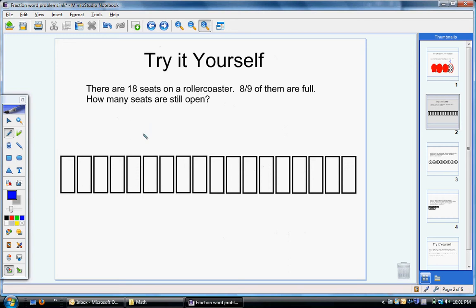Go ahead and try this one yourself. There are 18 seats on a roller coaster. 8/9 of them are full. How many seats are still open? Remember, I have my 18 seats here. Think about how you could put them into 9 groups, and then 8/9 of them need to be full. Go ahead and pause the video and play it again when you're ready to check your work.